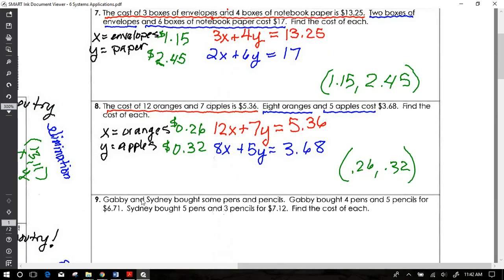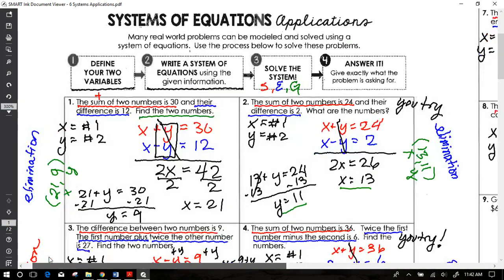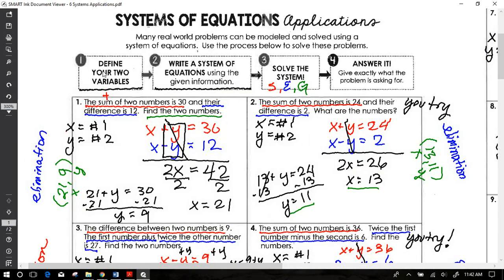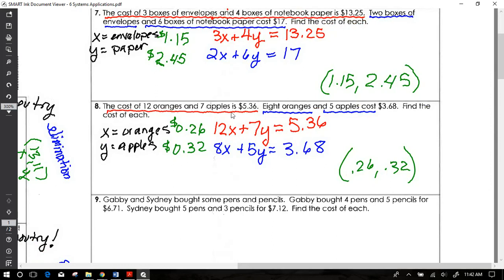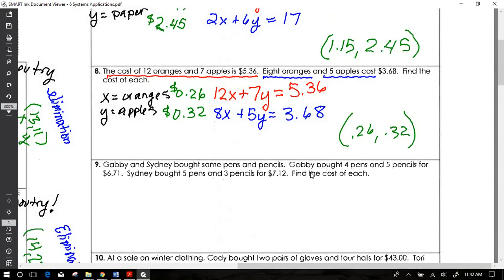But remember, you still have to do step 1, define the variables. Step 2, write the system of equations. Step 3 here would be your Desmos calculator. And step 4 is going to be to answer the question that they're asking. And be certain that everything that's here is written on your paper.